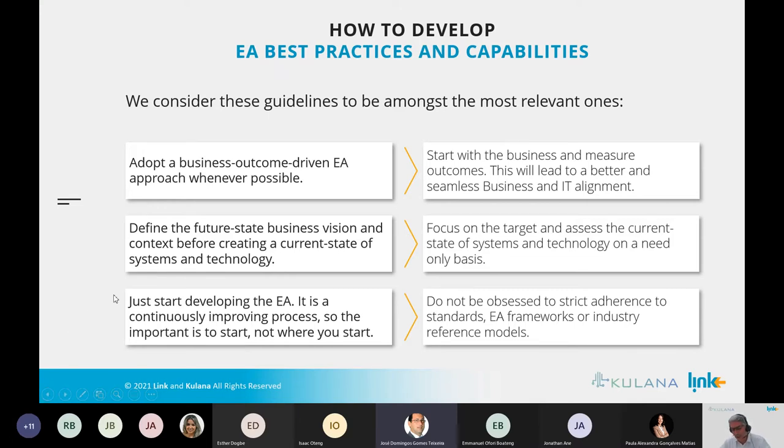The other guideline is to always start with the future state, with the vision of the future state. So spend more time and more effort designing the vision of where you want to be, and less in describing the current state of systems and technology, because describing the organization as it is today is always very time consuming and never ends, because the organization is always changing.